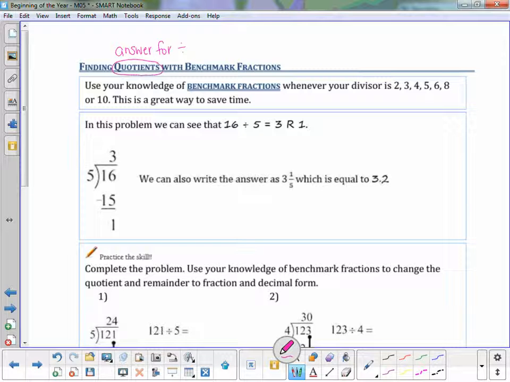So what we're going to do is we're going to use our knowledge of benchmark fractions whenever your divisor is 2, 3, 4, 5, 6, 8, or 10. And this is a really, really great way for you to save a little bit of time.